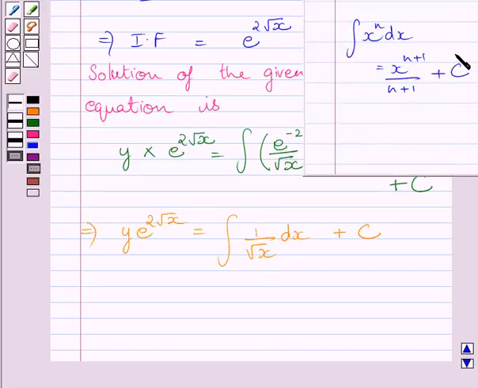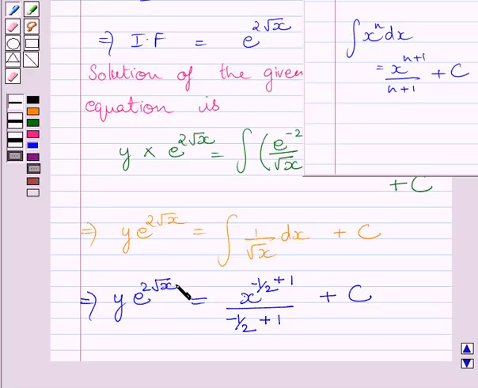Now using this formula of integration, we can find this integral. We know 1 upon root x is equal to x raised to the power minus 1 upon 2, and integral of x raised to the power minus 1 upon 2 dx is equal to x raised to the power minus 1 upon 2 plus 1 upon minus 1 upon 2 plus 1 plus c, where c represents the constant of integration. And here we will write left hand side, that is y multiplied by e raised to the power 2 root x as it is. Now here we have replaced n by minus 1 upon 2.